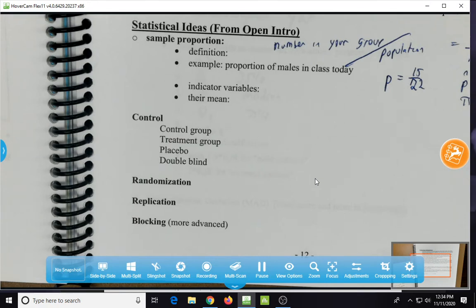Repeat it over and over again. So the larger your sample size, this kind of makes sense statistically, the smaller your standard error, the more precise your results are, the better the results will be.